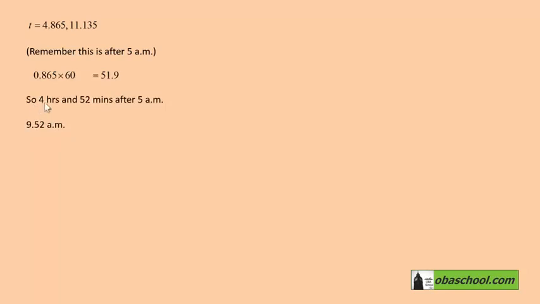So let's work with those. Remember, this is after 5 a.m. So whatever these are, we're going to have to add the 5 to them to get to our final answers for times. Ignore the 4. 0.865 times 60, so we're finding the number of minutes here. That's 51.9. So that's 4 hours and 52 minutes after 5 a.m. Remember, 4 hours and the 0.865 hours is 52 minutes. So that makes it 9:52.